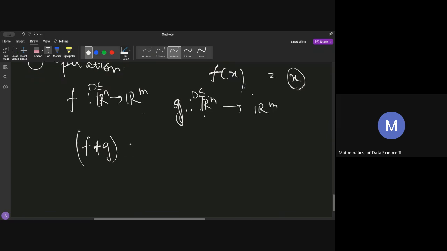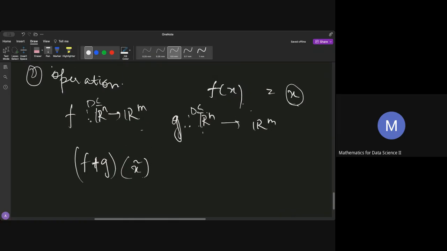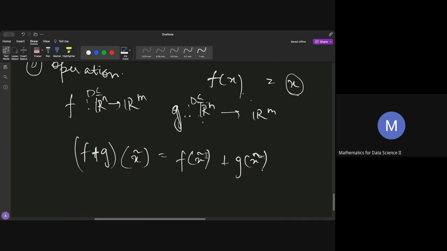So (f plus g) of, let's say you're taking x tilde, because we've already seen that if you take one element from Rn, it will look like x1 to xn, right? And we call this entire vector x1 to xn x tilde for simplicity. So this should be equal to simply f(x tilde) plus g(x tilde). For the sum to be defined, the domain of this should match the domain of this, and the codomain of this should match the codomain of this. And the same goes for subtraction as well.